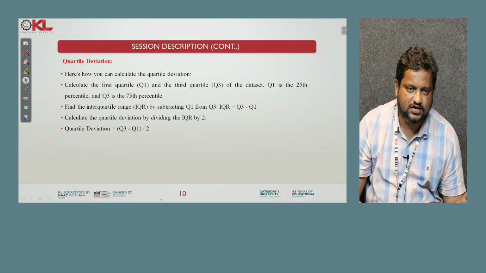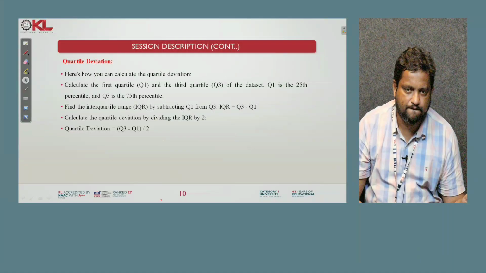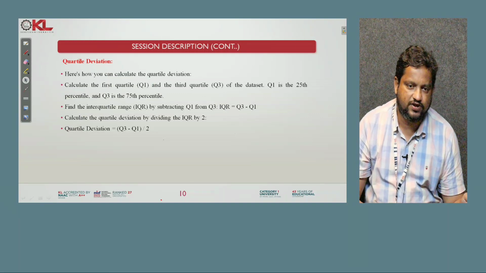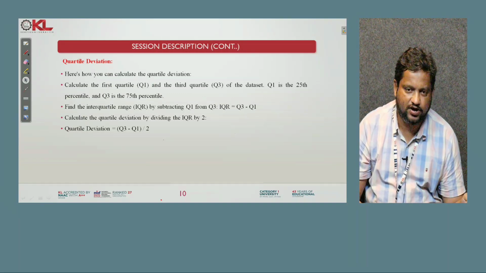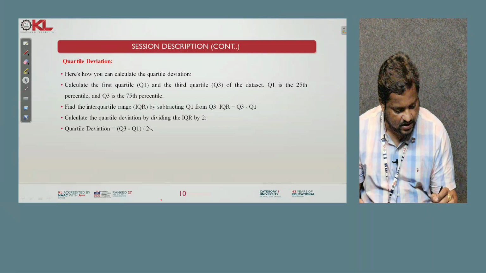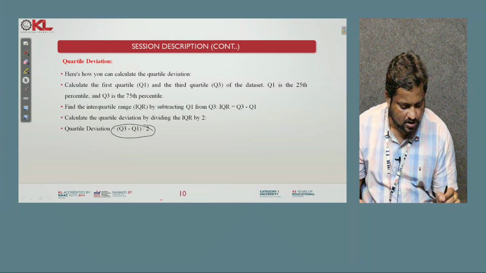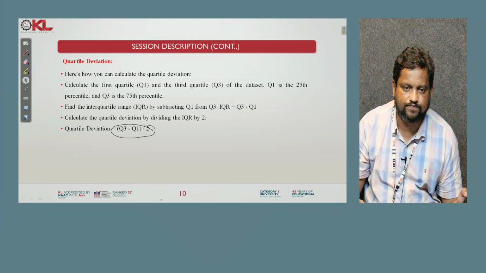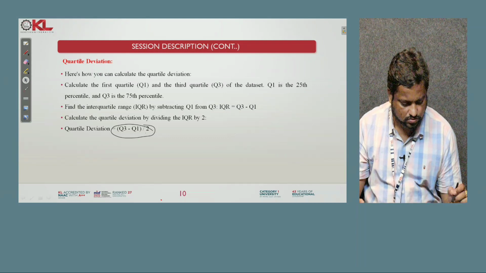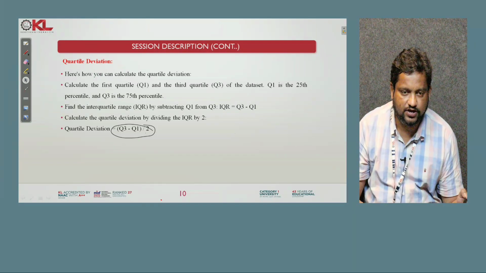Then, after calculating Q1, Q2, Q3, the different quartiles from our data set, our tool is quartile deviation. What is the formula for calculating quartile deviation? This is the formula: Q3 minus Q1, divided by 2. So we are going to compute (Q3 minus Q1) by 2.